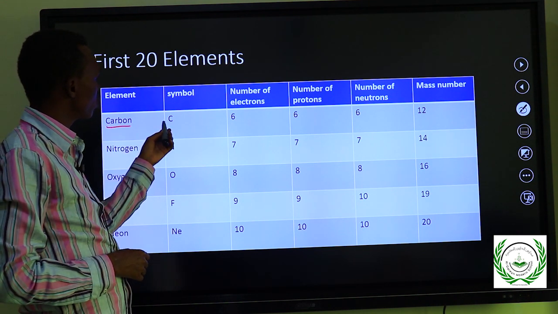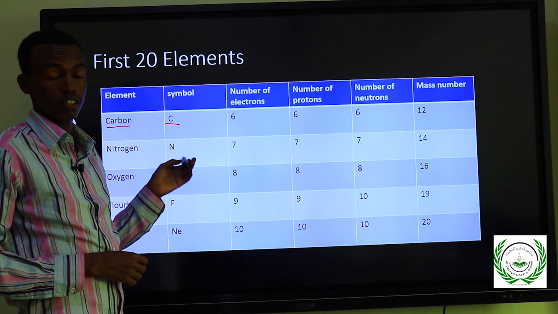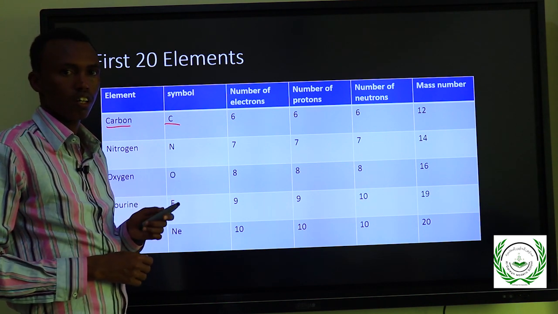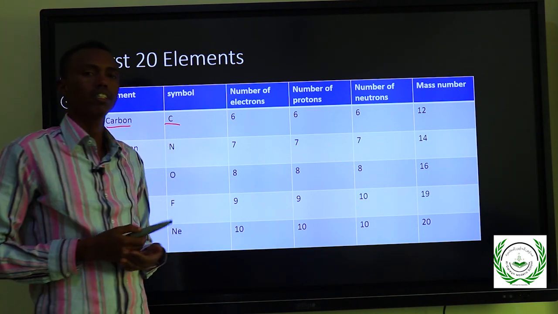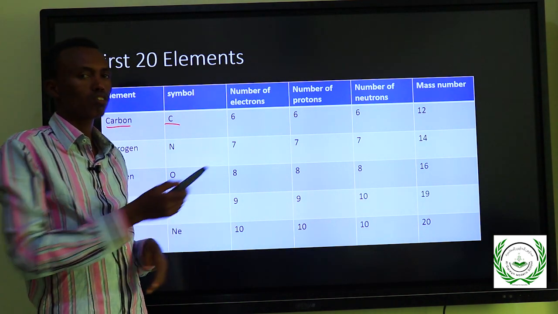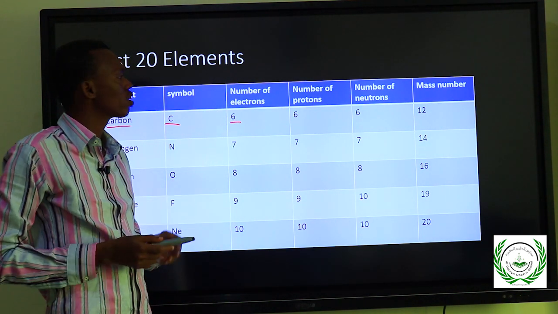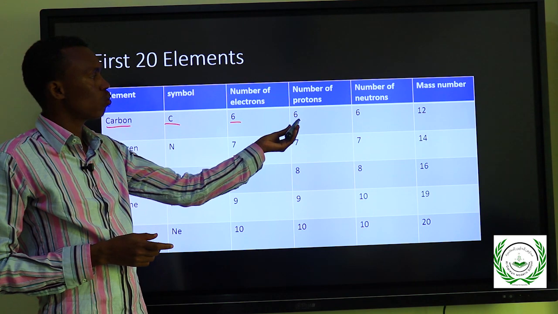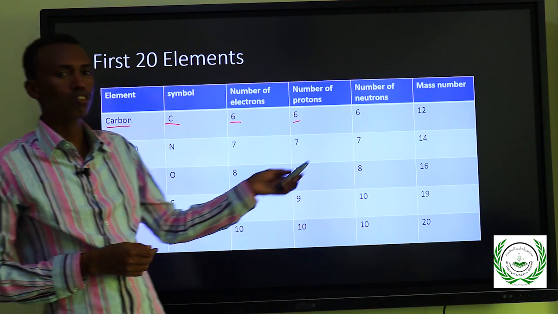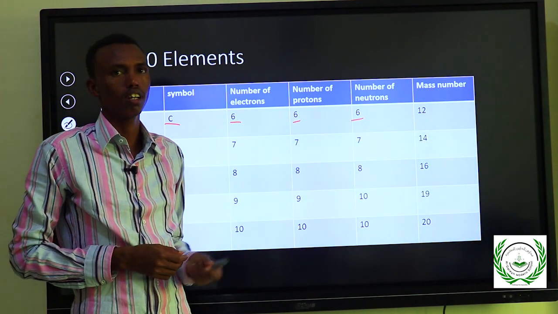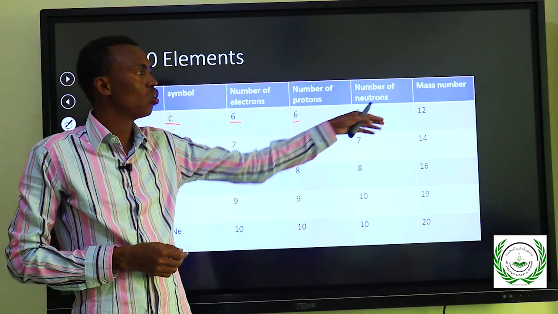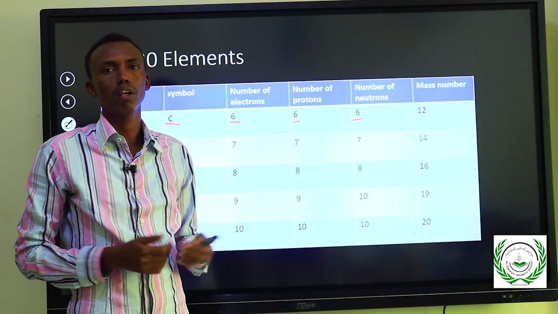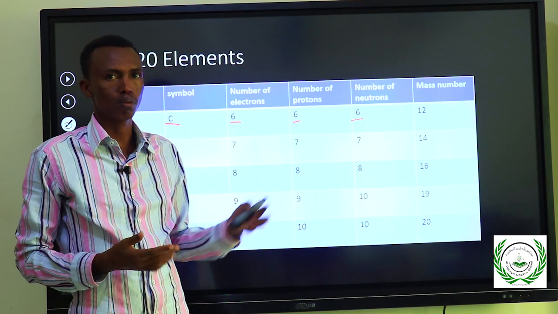Okay, so the symbol of carbon is C. The number of electrons is 6, the number of protons is 6, and the number of neutrons is 6. So if we add the two together, it gives us 12. The mass number of carbon is 12.